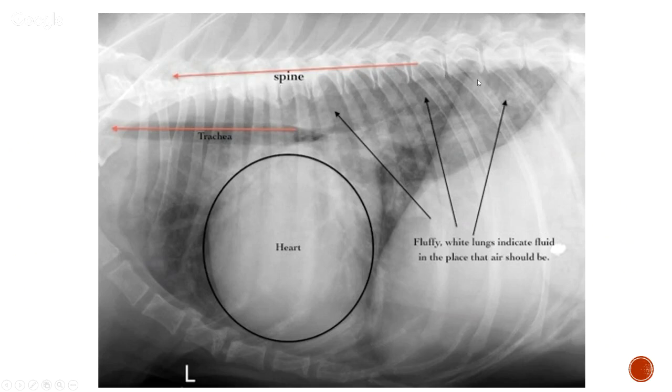Here we have the spine and the trachea, and this is where the black part of the lung should be. In this case, we see fluffy white lungs, and that's where air should be, but it's full of fluid, and the X-rays are bouncing off that fluid and not getting to the plate like they would if they were just going through air. And that's why we can see it so clearly.